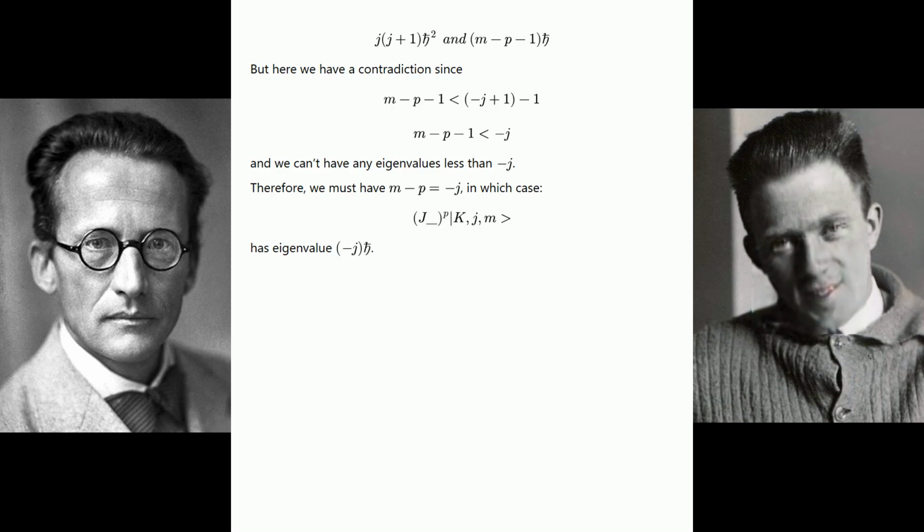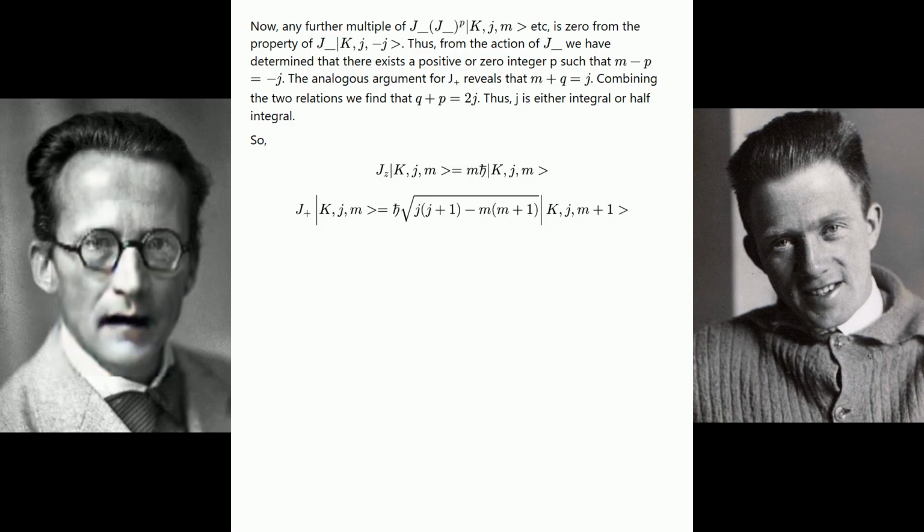Therefore, we must have m−p = −j, in which case (see the equation shown) has eigenvalue −jħ. Now, any further multiple of J−(J−)^p|k,j,m> is 0 from the property of J−|k,j,−j>. Thus, from the action of J− we have determined that there exists a positive or zero integer p such that m−p = −j.